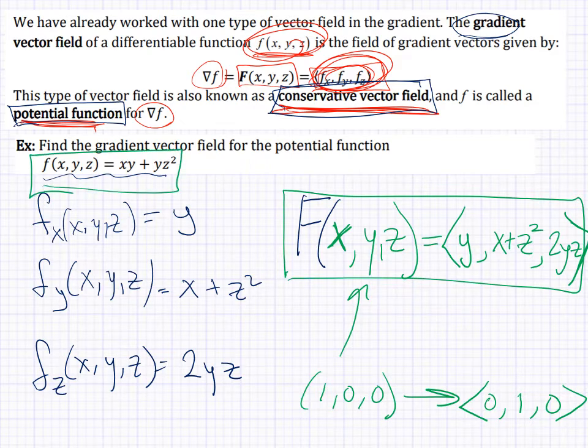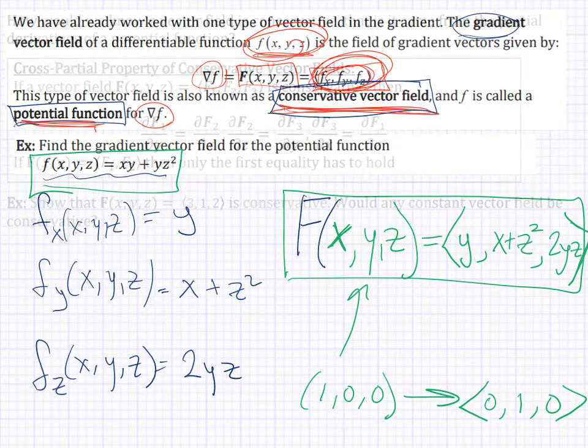Right? But this vector field is a conservative vector field, and this would be the potential function for that vector field. This is going to be a pretty important concept as we move through this concept of vector fields, because this will be a vector field that is fairly easy for us to work with using a lot of the things we've learned along the way in the semester.